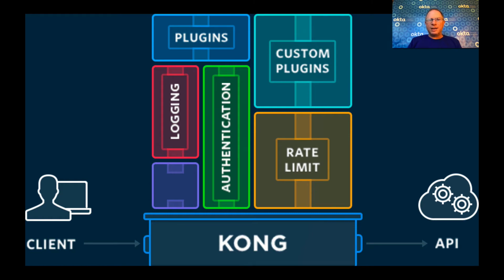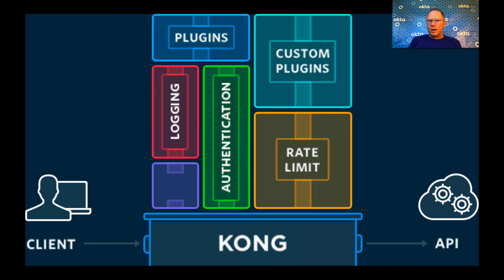So you have a client, unbeknownst to them, they may be going through this Kong API gateway, and it's built off of services such as rate limiting, logging, built-in authentication. It also has custom plugins that allow additional side effects, and the one that we're going to be focusing on in particular is the OIDC plugin, which allows us to interact with Okta.